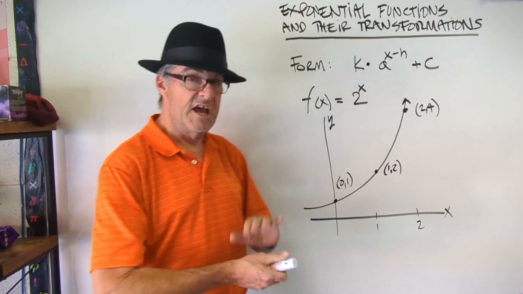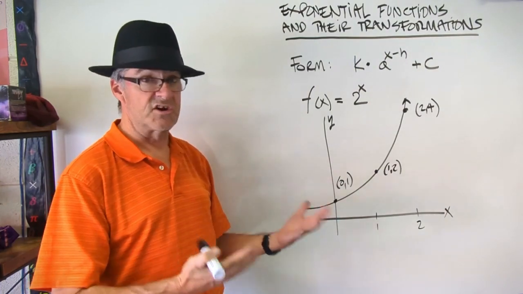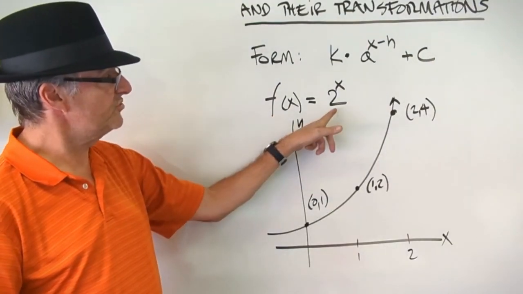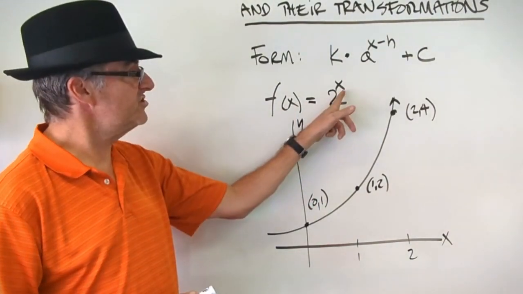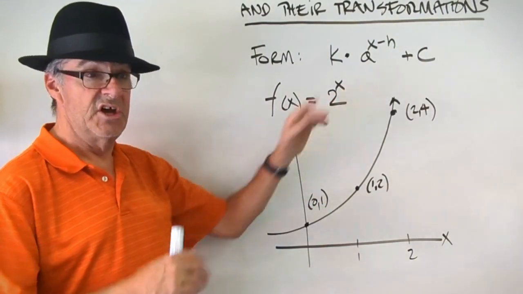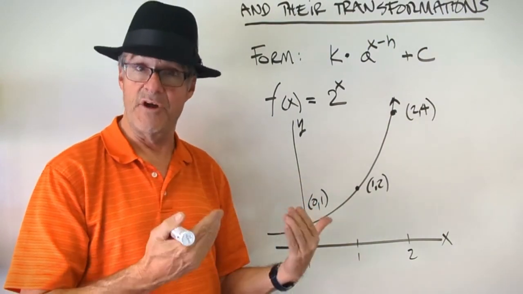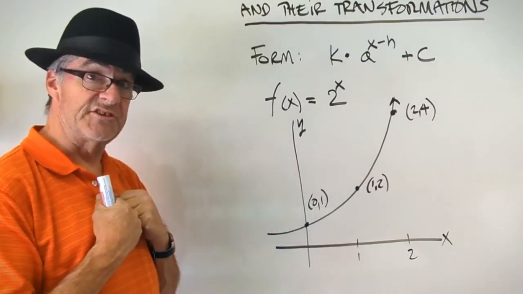So, check this out. Here is perhaps the simplest function. F of x equals 2 to the x. This is known as the doubling function, because each time you add 1 to x, you're doubling the last number, okay? So let's take a look at the graph.